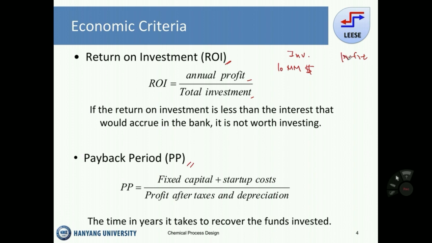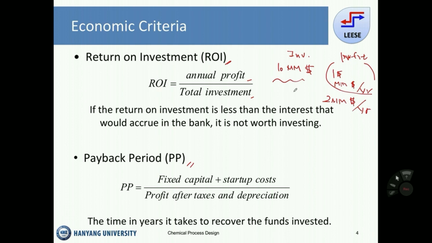Let's say profit is $1 million per year. Then in a simple measure, we can recover all the money in 10 years. Okay. If I have $2 million profit per year, we can recover the money in 5 years. Okay, that is an indication of how economic the project or plant is.